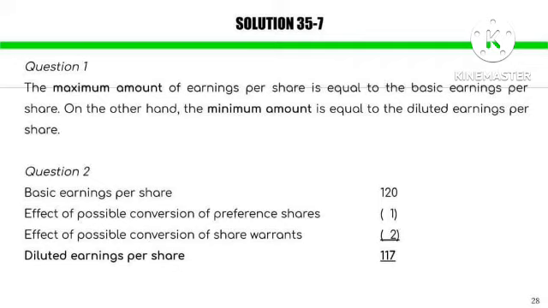For question number 2, we can get the diluted earnings per share by simply deducting the effect of possible conversion of preference shares and the effect of possible exercise of share warrants from the basic earnings per share. So we have 120 minus 1 for the possible conversion of preference shares and less 2 for the effect of possible exercise of share warrants, amounting to 117 pesos of diluted earnings per share.